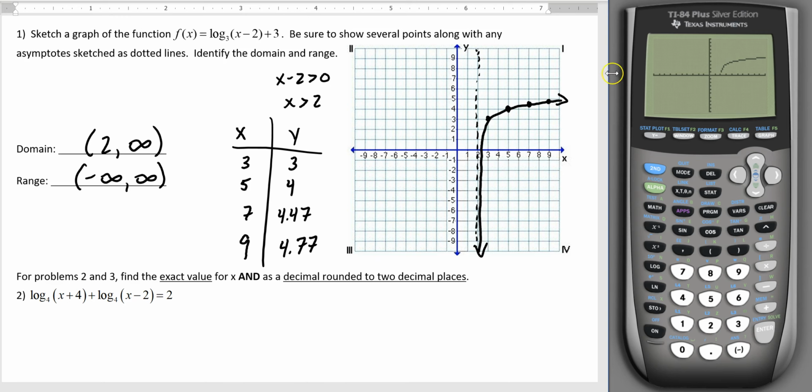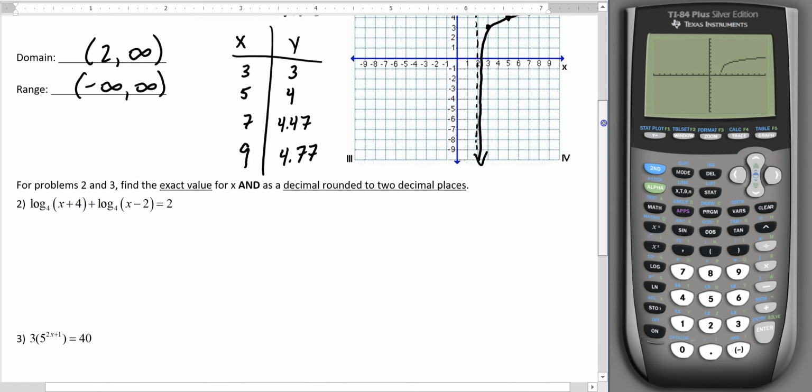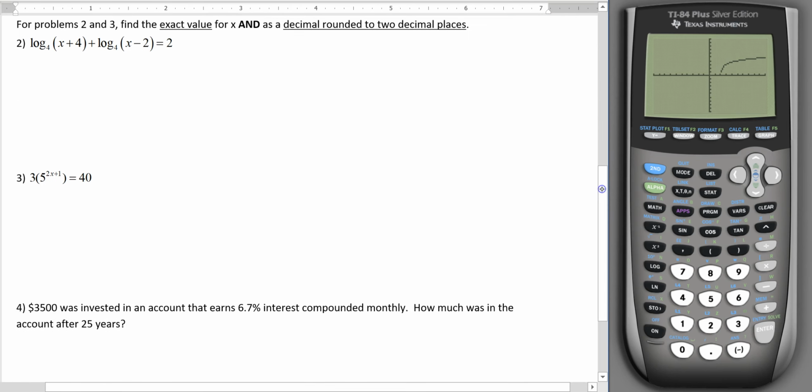Well done, team. All right, let's solve a couple logarithmic and exponential equations here. For problems 2 and 3, find the exact value and a decimal rounded to 2 decimal places. Remember, the exact value means I should never use my calculator. So let's do that one first.